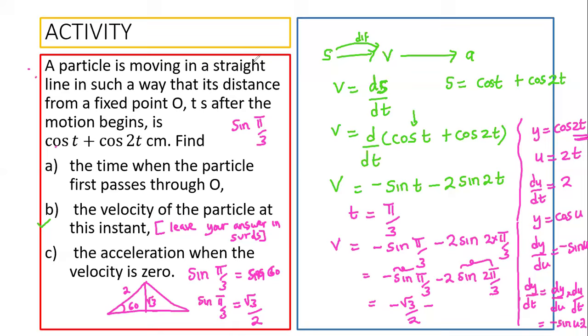I'm just looking through the chat to see which answer you're getting. What if it is not a special angle? In case it's not a special angle, then just deal with it the way it is and get those decimals. Same answer, root 3 out of 4. Okay, root 3 out of 4. Members, do you have that? Others have 2.9. Remember, we are leaving our answer in surds.